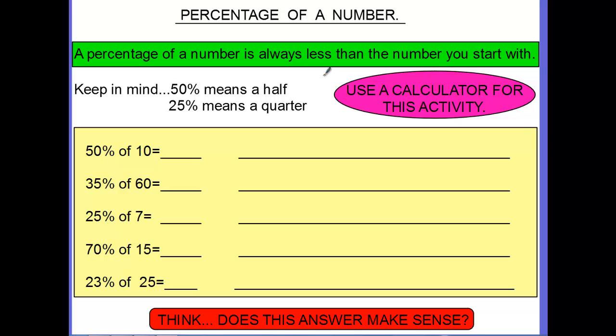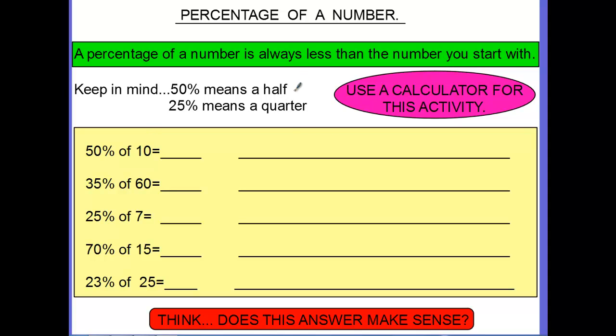So just keep in mind that whatever you're doing a percentage of, the number that you start with is going to be smaller for the answer. You're not going to get anything higher than what you started with. So for instance, down here, 50% of 10, the answer cannot be more than 10. Okay, just a couple of hints here.